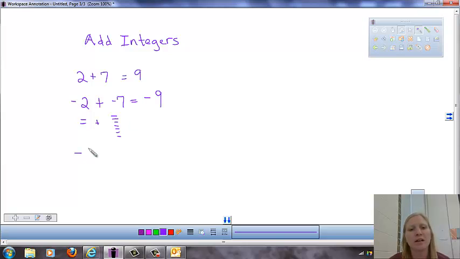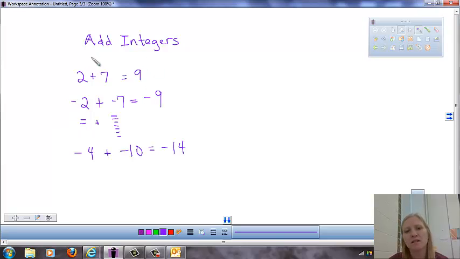So if I have negative 4 plus negative 10, that equals negative 14, because it's just like adding normal numbers, 4 plus 10, which is 14. Negative 4 plus negative 10 is negative 14.